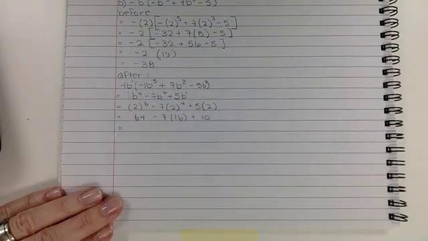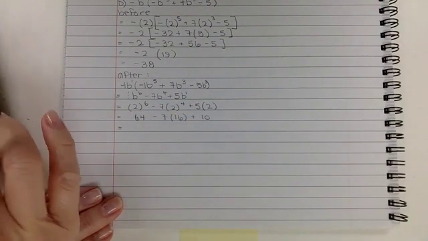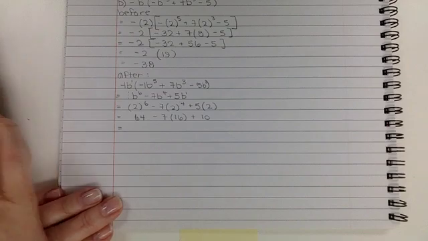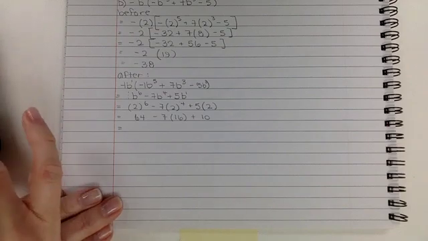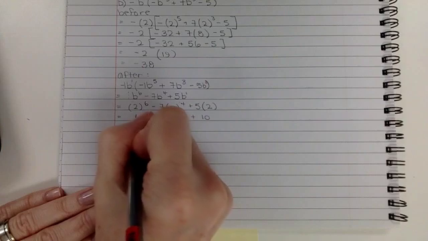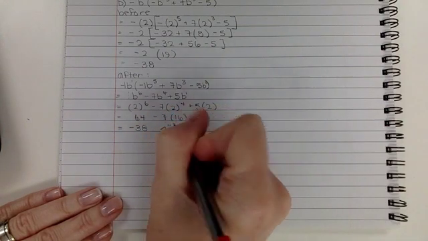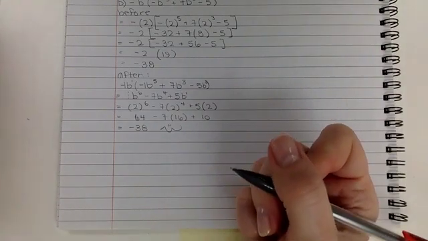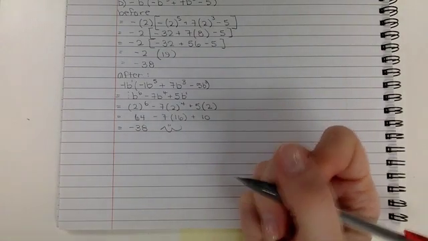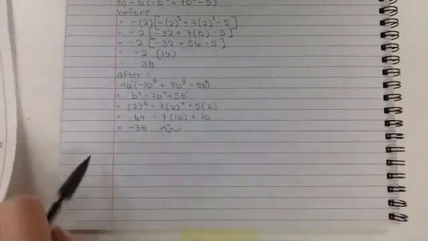And I'm going to put this on my calculator. 64 minus 7 times 16 plus 10 equals, whew, negative 38, just like it's supposed to. Okay, good for that one. Send me your questions on that.